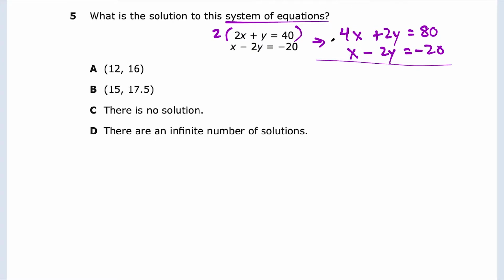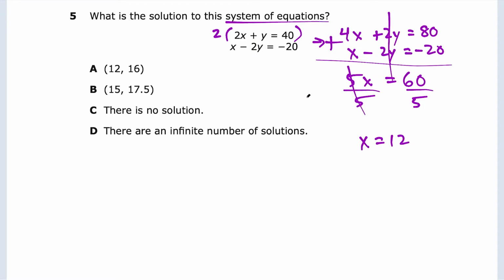So now what I could do is add these equations together, and I would have 4x plus x is 5x. 2y plus -2y is 0. This just cancels out. It eliminates. That's why we call it the elimination method. And then this would be equal to 60. So now divide both sides by 5. And this will tell you here that x is equal to 12.